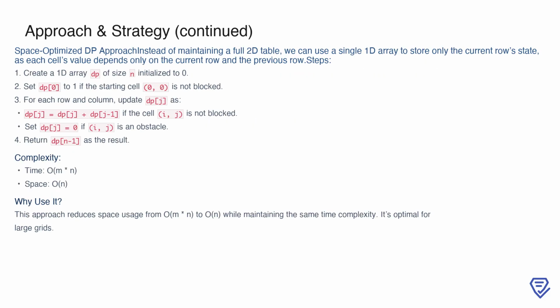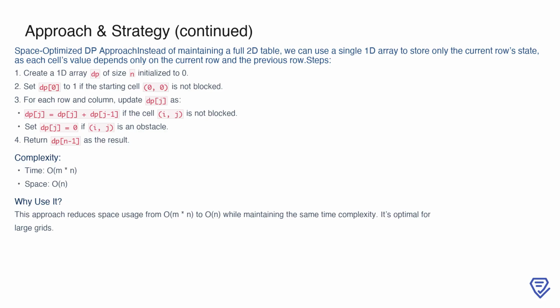To further optimize the dynamic programming solution, we can reduce the space complexity by using a single 1D array instead of a full 2D table. The observation here is that each cell's value depends only on the current row and the row immediately above it. We initialize a 1D array to represent the first row and update it as we iterate through the grid, row by row. For each cell, if it's not blocked, we update its value based on the current and previous entries in the array. If the cell is blocked, we set its value to 0, ensuring it doesn't contribute to any paths. At the end of the process, the last entry in the array represents the total number of unique paths.